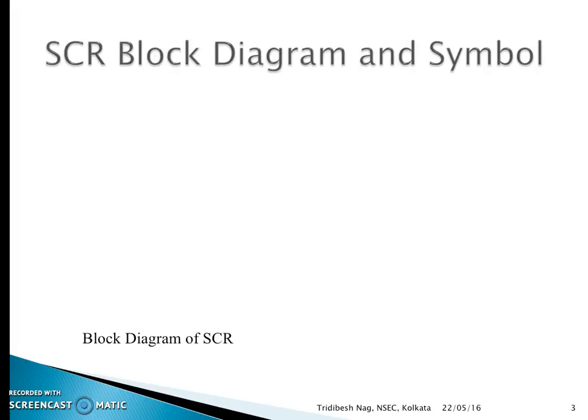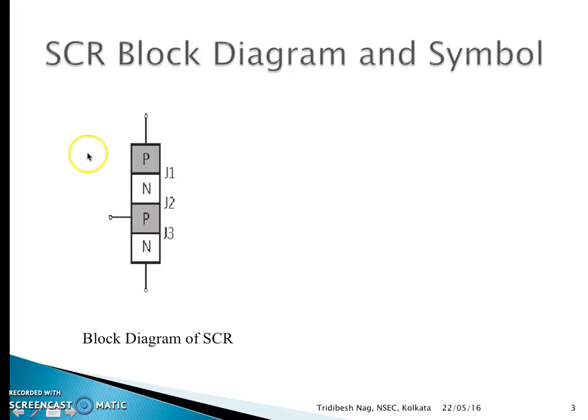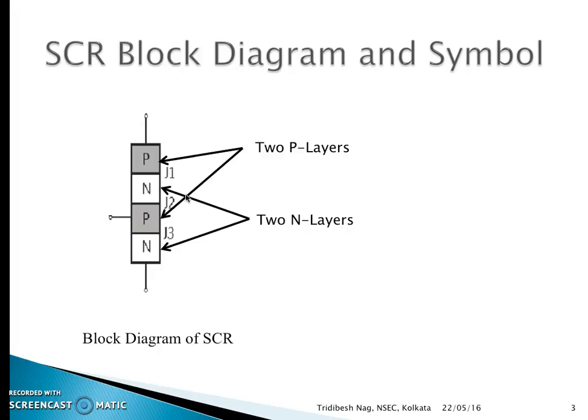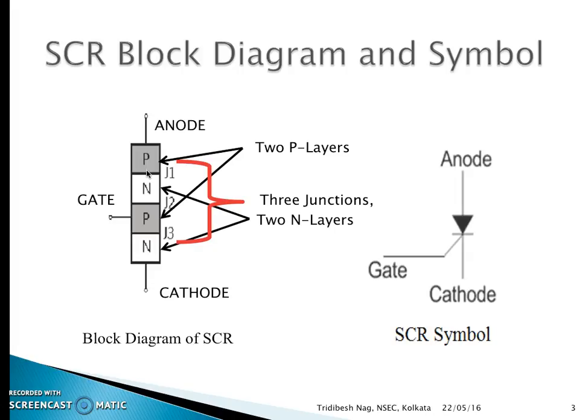Okay, now this is the block which I was talking about. It has got two P layers and two N layers, thus forming three junctions J1, J2, and J3. You can see the two P layers, the two N layers, and the three junctions. The terminal which is nearer to the upper P layer is called the anode. The terminal which is nearer to the lower N layer is called the cathode, and the P terminal connected to the P layer nearer to the cathode is called the gate. And this is the symbol for SCR.